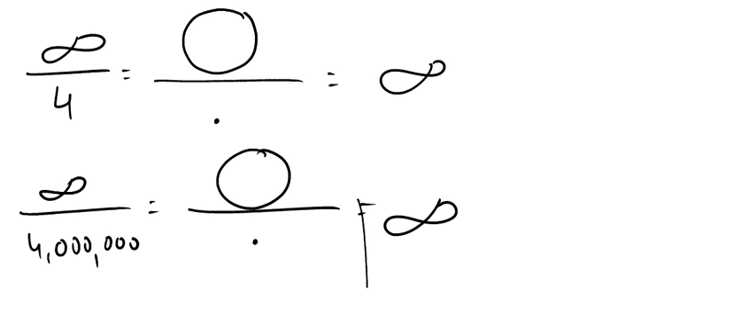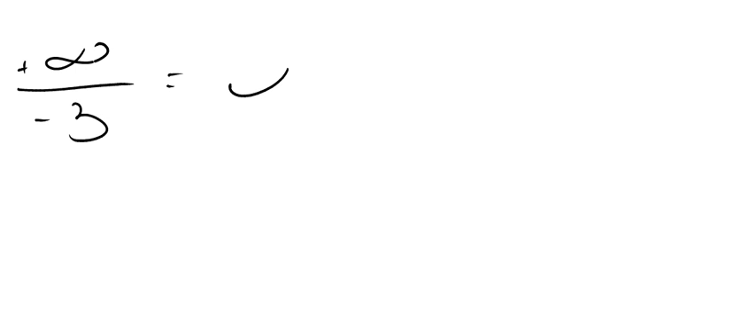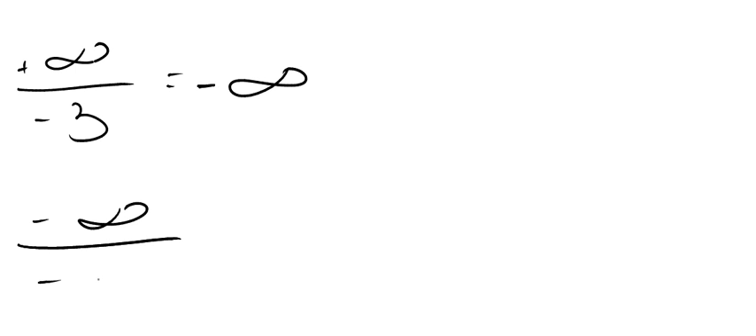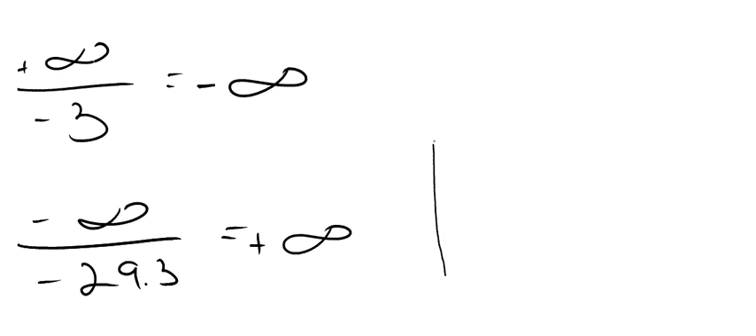Now, some people get confused with the signs, but that doesn't matter at all. Positive infinity over negative 3. How many times does 3 fit into infinity? Infinity times. What's positive or negative? Negative. And the same with this, negative infinity over negative 29.3. It's not important. How many times does 29.3 fit into infinity? An infinite number of times. Minus over minus, plus. That's it. So that was infinity over numbers.